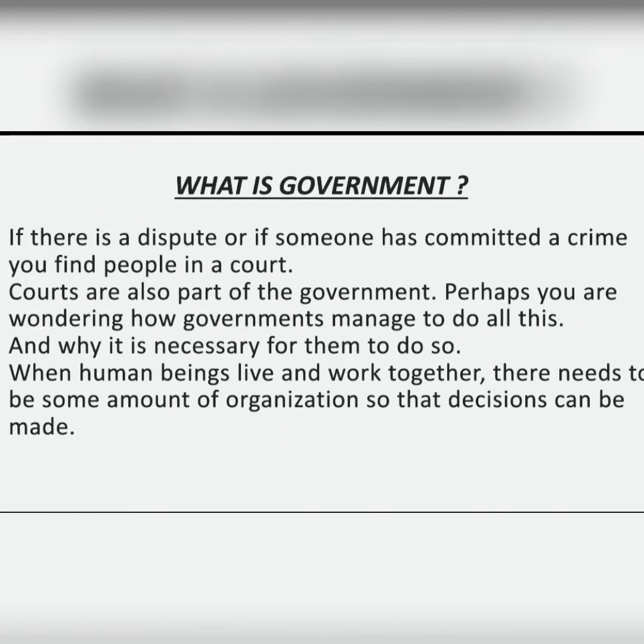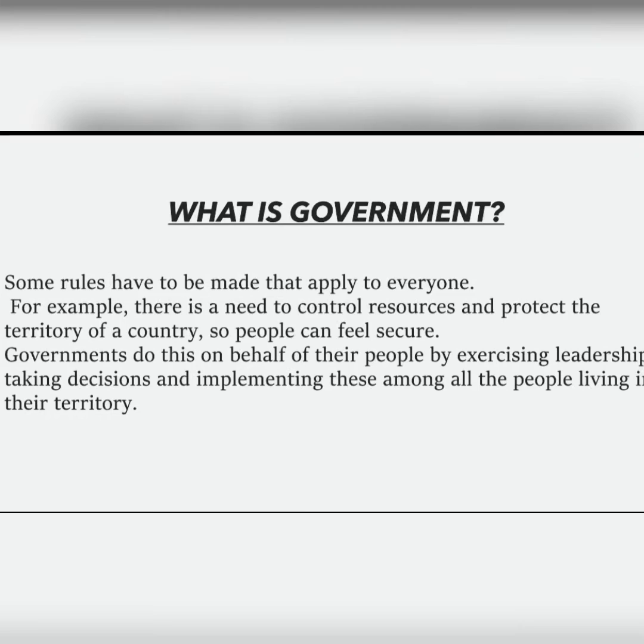So in order to achieve the aims and goals, we need to be organized, we need to work together, and there needs to be one type of organization so that they can make decisions for the betterment and welfare of the people. Furthermore, some rules have to be made that apply to everyone. So you see that rules are being made that are applied to everyone. It is not like only rich people have to follow the rules and poor people cannot, or vice versa. So there are rules that have to be followed by everyone.